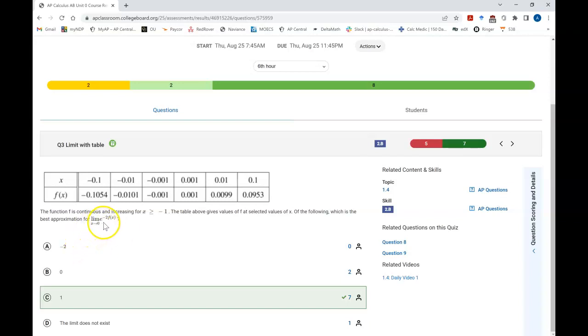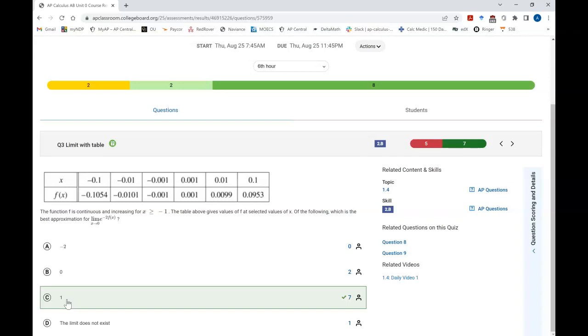So if I plug that in, then I have e to the negative 2 times 0, which is e to the 0, which should be 1. Any non-zero number to the 0 is equal to 1. Does everybody feel okay on that?